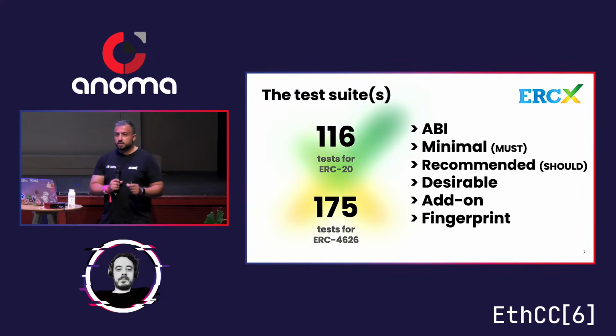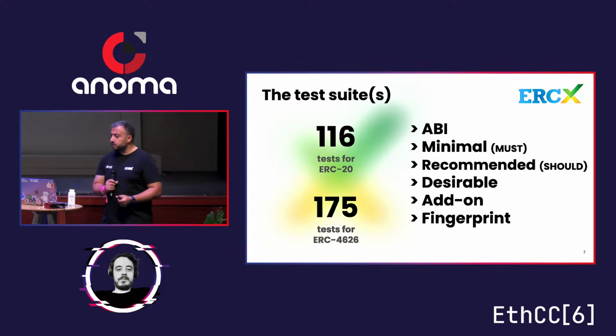We are now supporting ERC20 and ERC4626 with respectively 116 and 175 tests, and we have structured our test suite into different levels. So we have the ABI level, which essentially consists of syntactic checks. We also have minimal and recommended for conformance to the standard. So minimal would correspond to the must, recommended to the should of the standard. But we went beyond the standard. We saw that it's not enough, and we are lucky to have expert auditors in our company who provided us with security properties. So in desirable, we put all the tests for the properties that were violated during hacks.